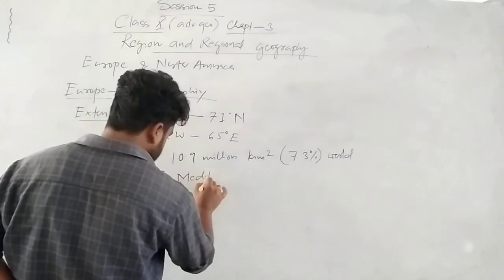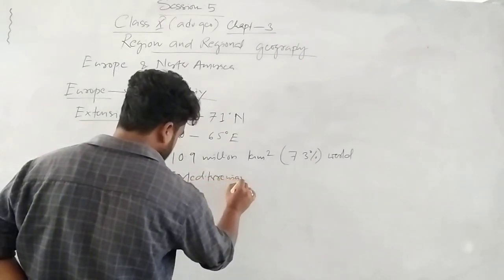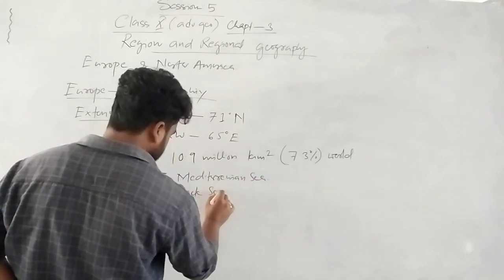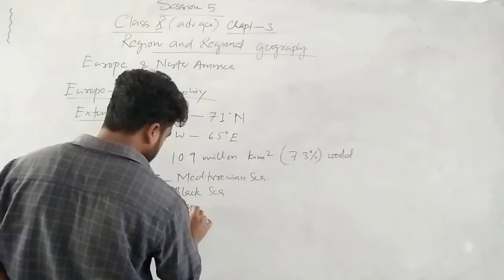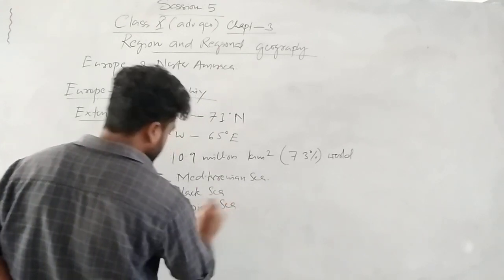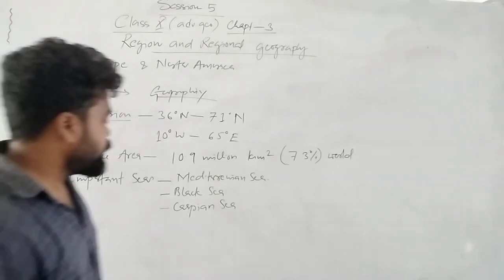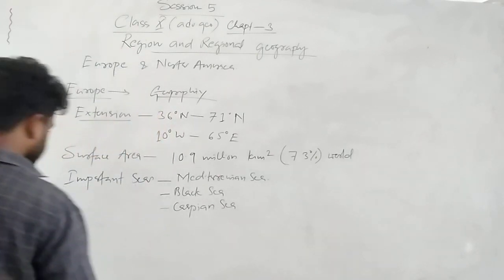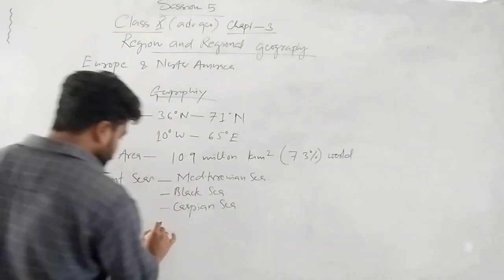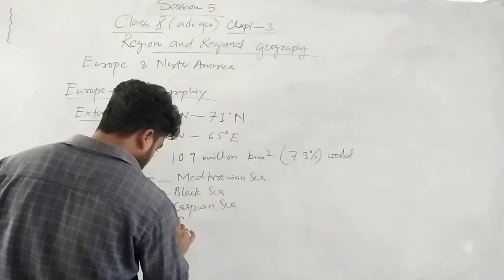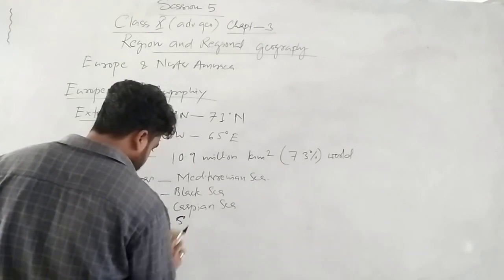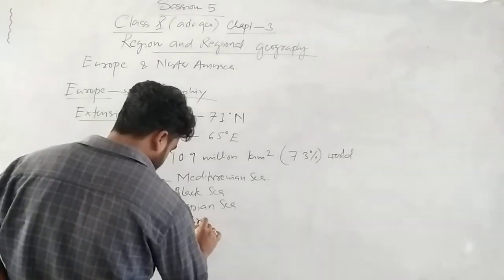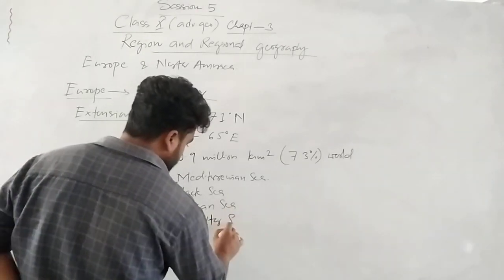First one is the Mediterranean Sea, that is most important. Then Black Sea, then Caspian Sea. Some parts of the Black Sea belong to Europe, some parts belong to Asia. Then one strait is there. The name of the strait is Gibraltar, the Gibraltar Strait.